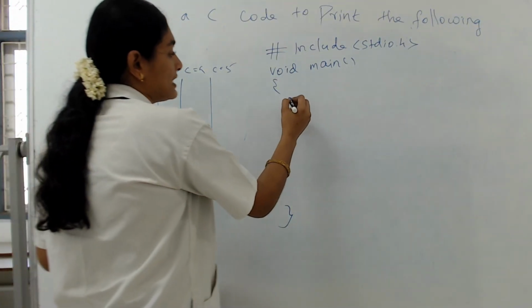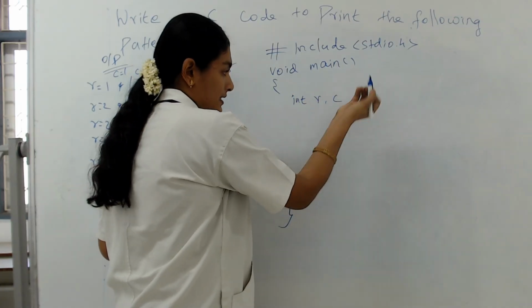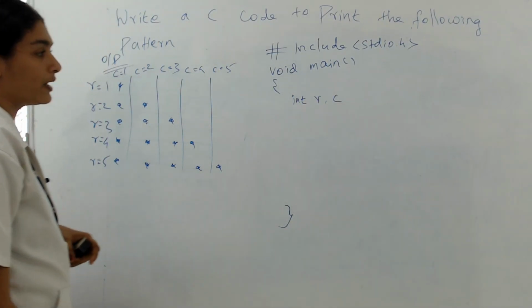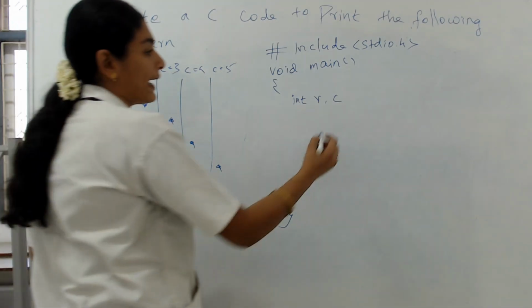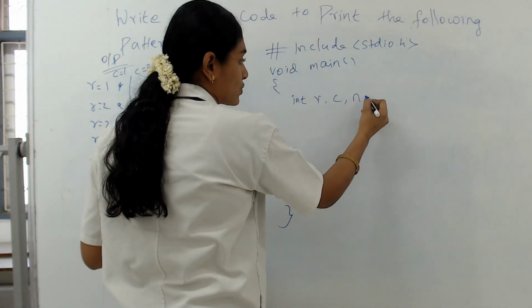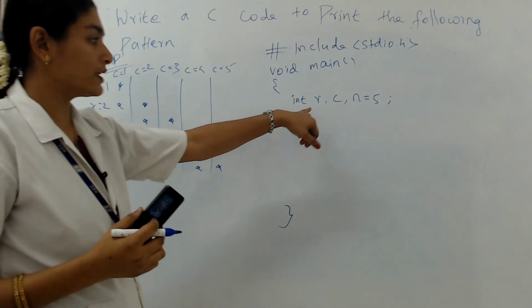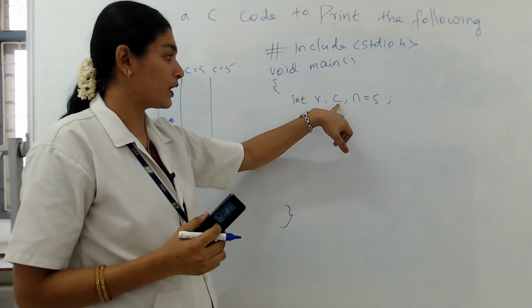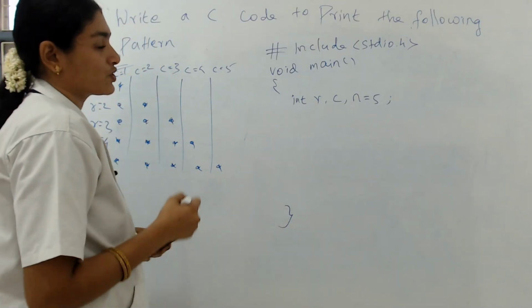So first initialize the row and column values. int r, c. Totally how many rows and columns are present? Totally n rows and columns are present. So assign n equal to 5. N equal to 5. R is used to indicate rows, C columns, and n the number of rows and columns. Okay.